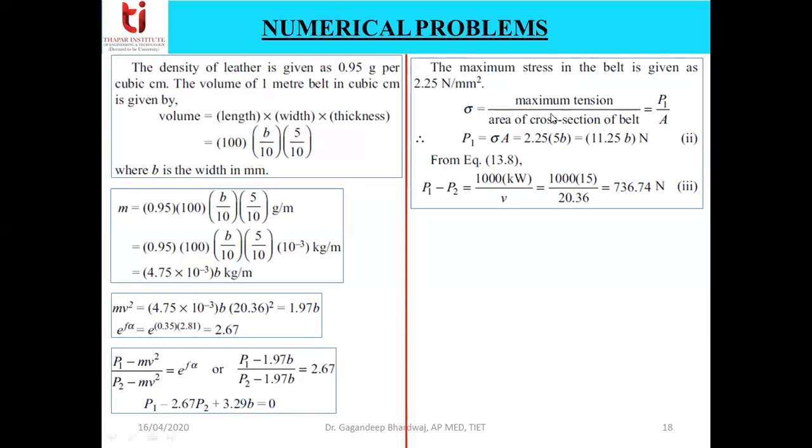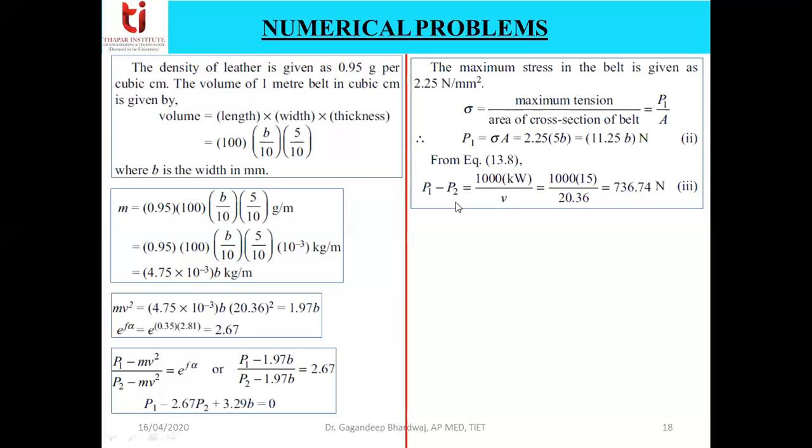Since sigma is given, the maximum tension is sigma times the area of the belt. From this you can calculate the value of maximum tension, which is sigma into area. Your area will be thickness 5 and width b, that is 5b. So this is the value of P1. Then P1 minus PV into V. This power is given as 15 kilowatt.